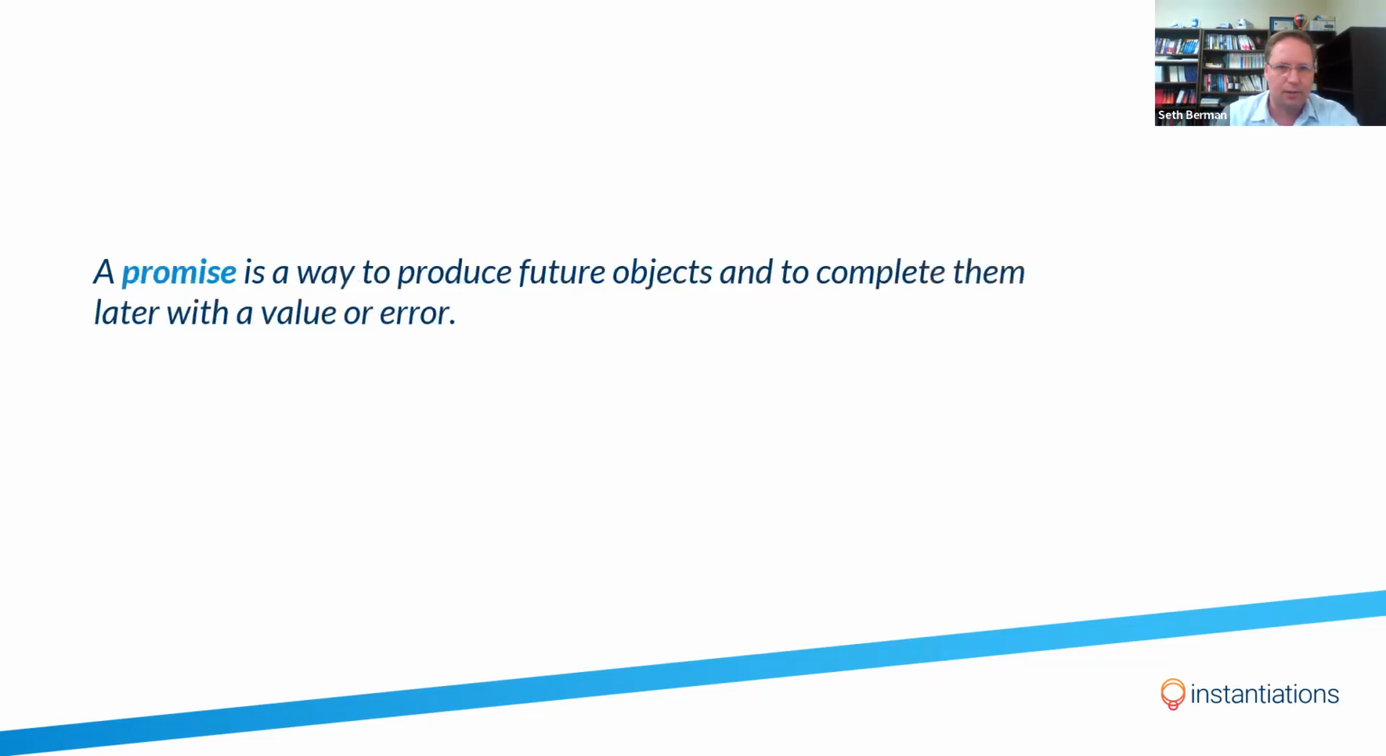And the next construct we'll talk about is a promise. Sometimes the jargon gets in the way, because there are languages like JavaScript that use the term promise, which really is more like a future. But this is more the computer science definitional version of a promise, which is a way to produce future objects and to complete them later with a value or error. Sometimes people talk about it as two sides of the same coin.